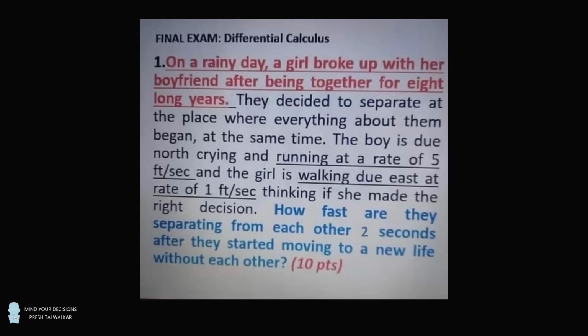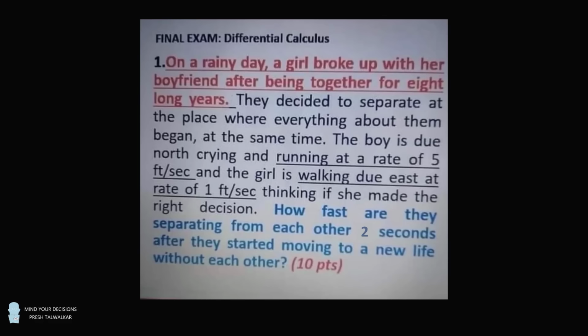This final exam question has gone viral because the details of this story feel oddly specific, as if the teacher is going through a breakup. On a rainy day, a girl broke up with her boyfriend after being together for 8 long years. They decided to separate at the place where everything about them began at the same time. The boy is due north, crying and running at a rate of 5 feet per second, and the girl is walking due east at the rate of 1 foot per second and thinking if she made the right decision. How fast are they separating from each other 2 seconds after they started moving to a new life without each other?